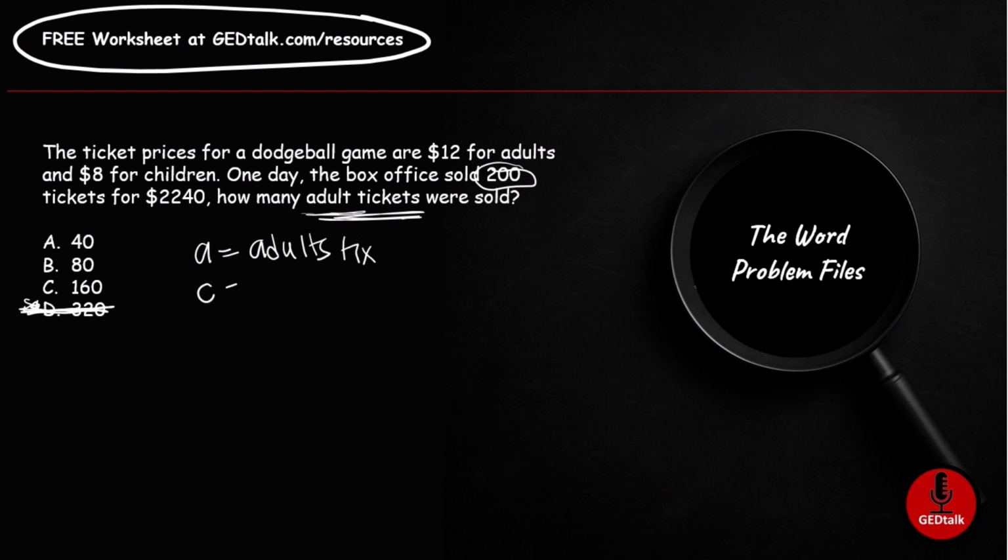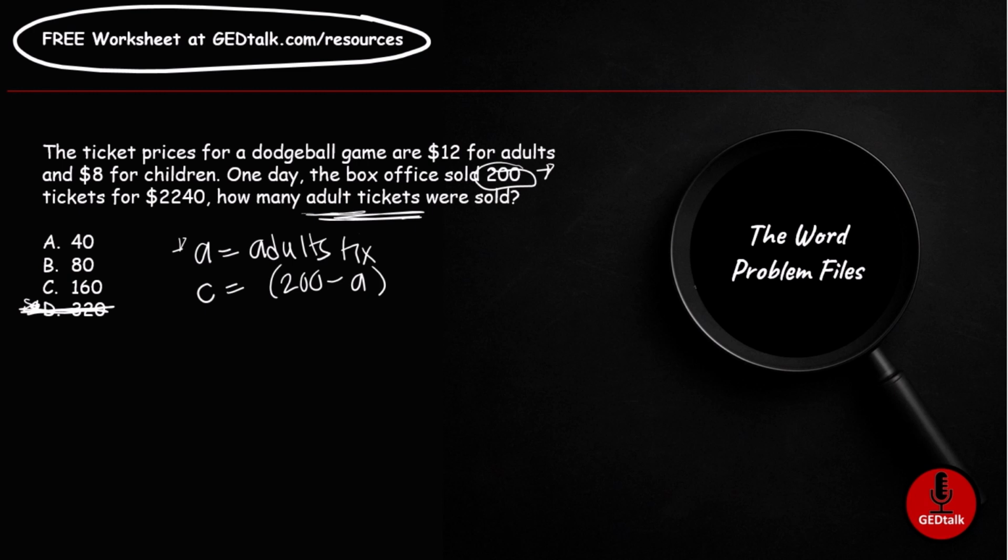And then I have the children's tickets. Well, I know that the total number of tickets was 200, and I've already established A, so I don't want to bring in another variable into the equation. So I'm going to represent the children. The expression 200 minus A will equal the number of children tickets sold.